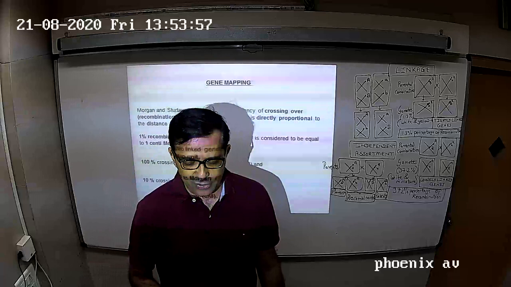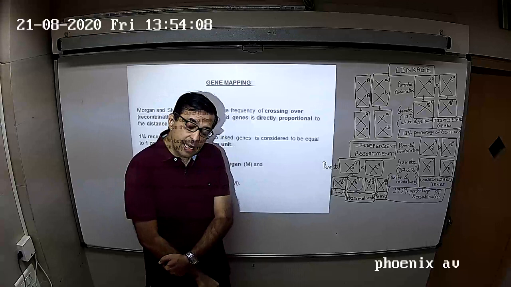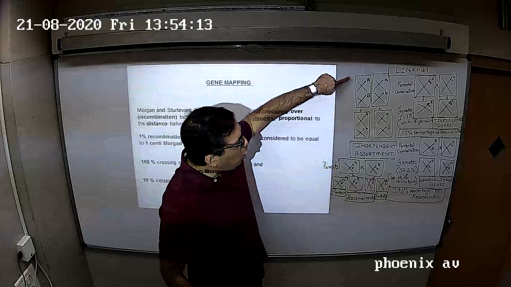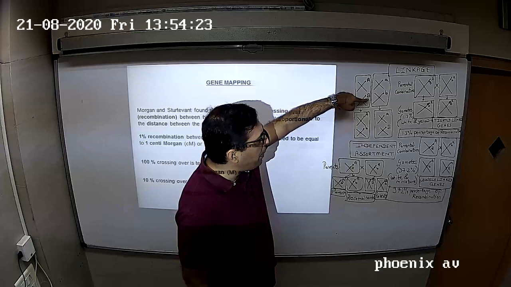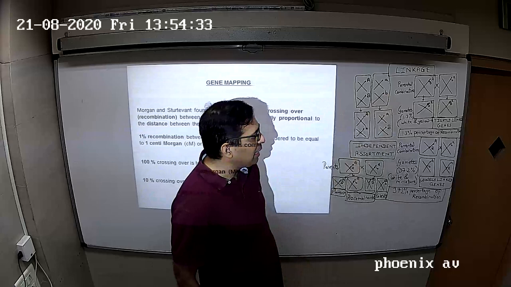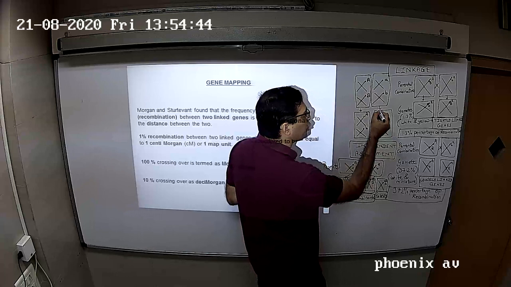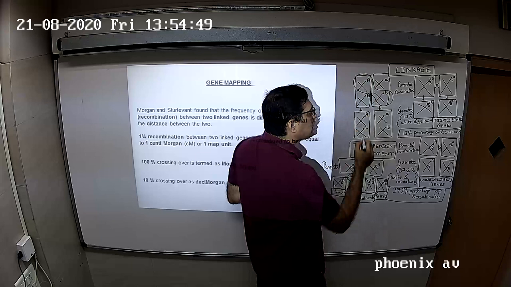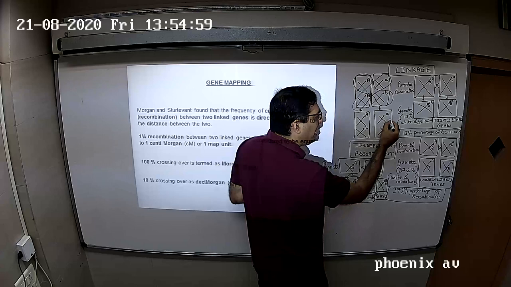Gene mapping samajhne se pehle, let's just go into a little basic which we had done in our 12th standard. If you remember, you have two chromosomes. One chromosome has got capital A gene, one has got capital B gene, and on the other side, one chromosome has got small a, one has got small b. Now, what is possible in them? It is possible that X capital A combines with X small b, and X small a combines with X capital B, and we get capital A small b, small a capital B.